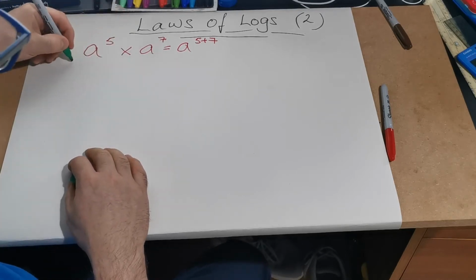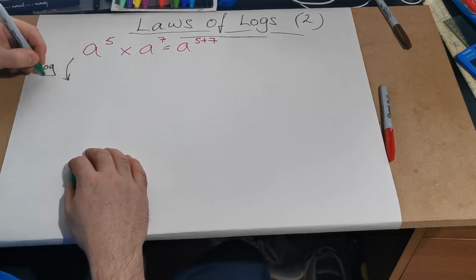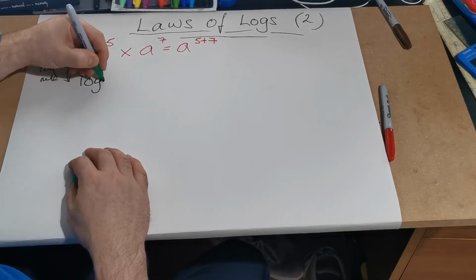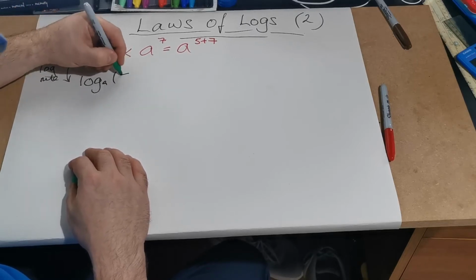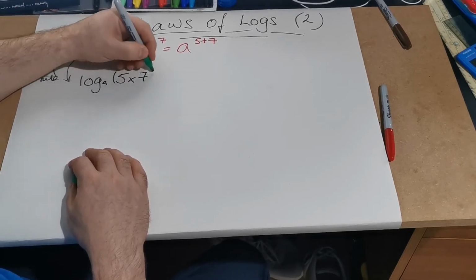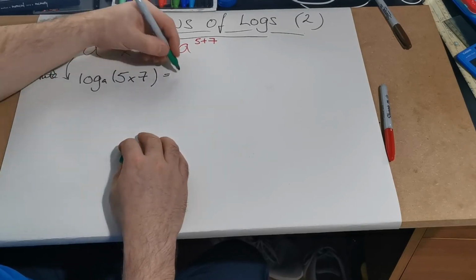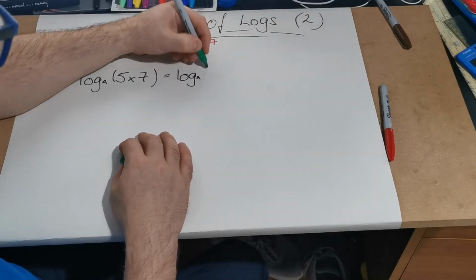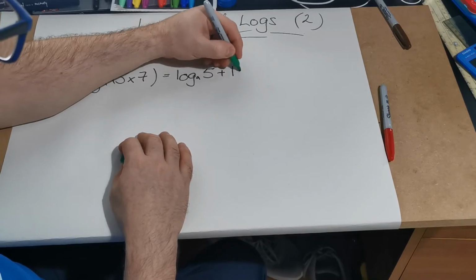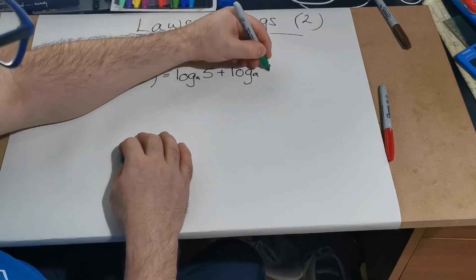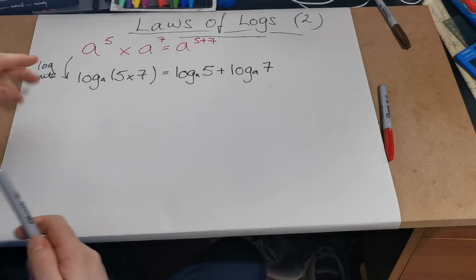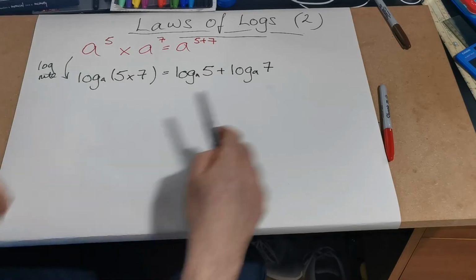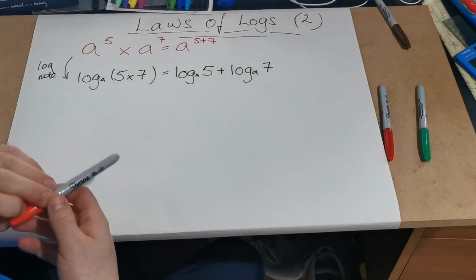So what the reverse log rule gives you is that the log to the base a of 5 times 7 is equal to log to the base a of 5 plus log to the base a of 7. So I think you can see quite clearly that it is connected to that, but like a log being an undone way of doing something.